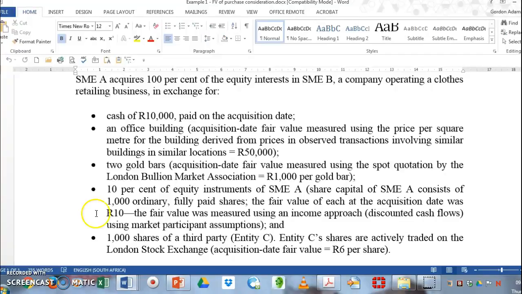Again, 10% shares at a fair value of 10 Rand. 1,000 shares at the fair value of 10 Rand gives us 1,000 Rand fair value of equity of SMEA given up to acquire the interest of SMEB.